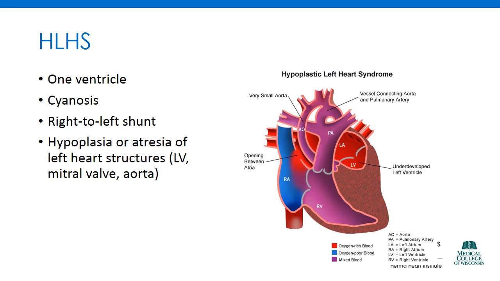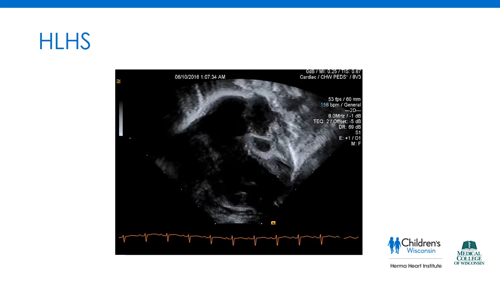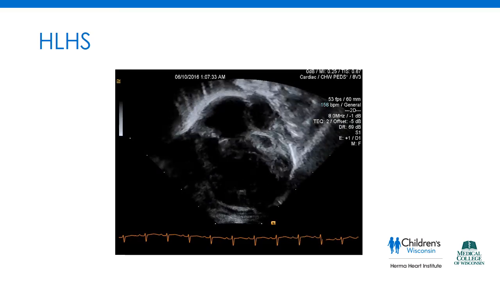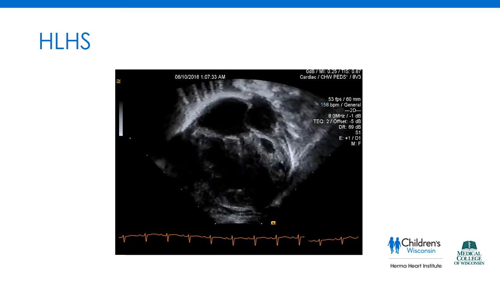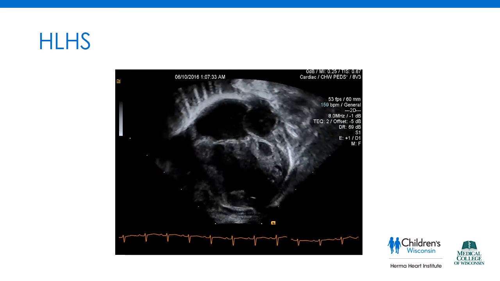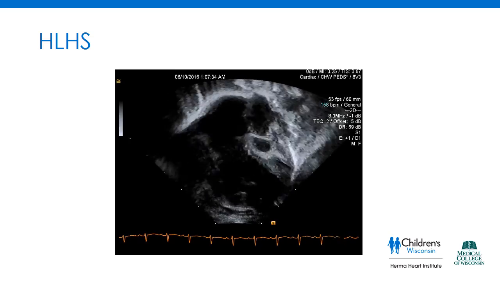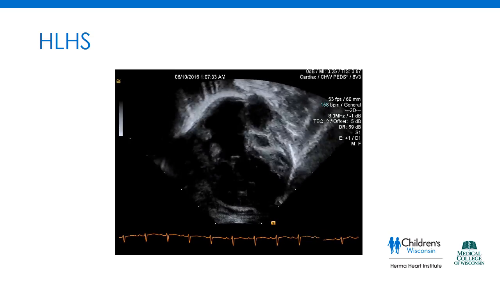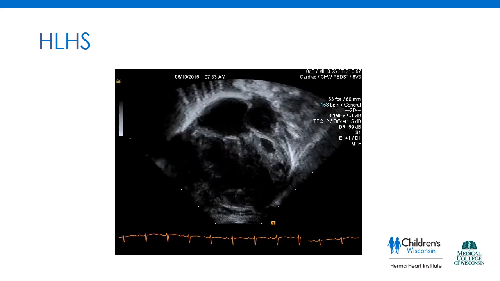There's oftentimes hypoplasia and atresia of the left heart structures, as we talked about in that last picture. The left ventricle, mitral valve, and aorta are oftentimes very hypoplastic, or very small and incompetent, to really support systemic circulation. This is an echo picture showing, again, the diminutive left ventricle. If you can imagine, this is the mitral valve here, the left atrium, the large right ventricle, and the tricuspid valve.